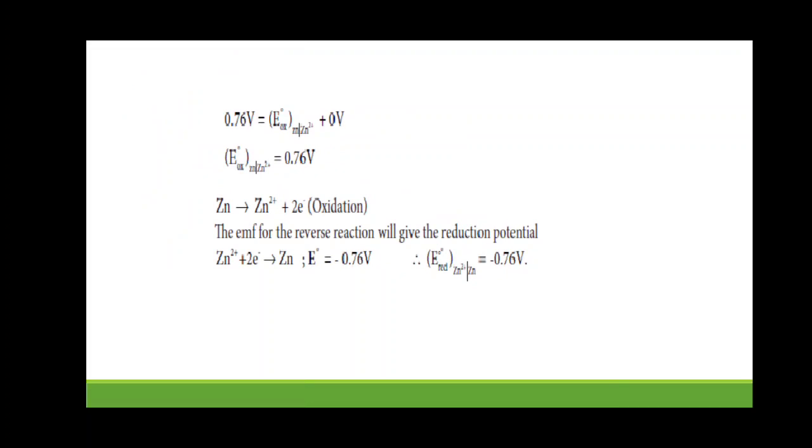The EMF for the reverse reaction will give the reduction potential. Keep this point in your mind. So the value will be negative. The 0.76 will be negative, so minus 0.76 volt.